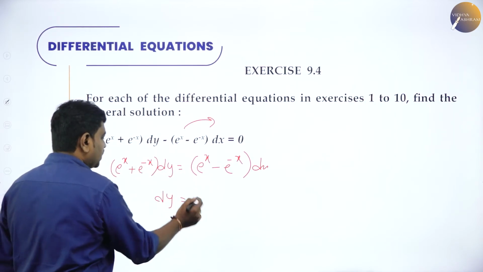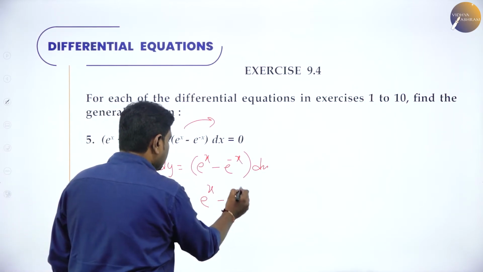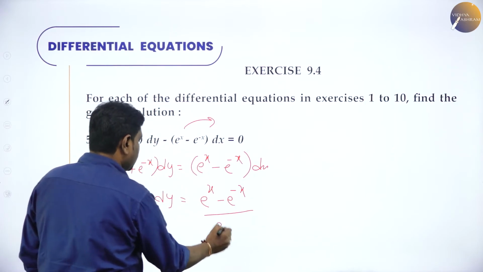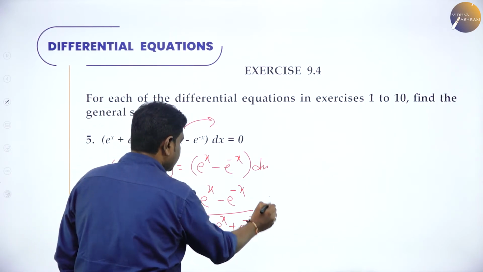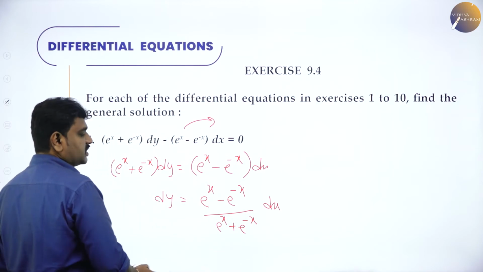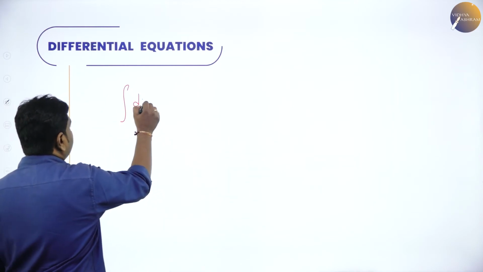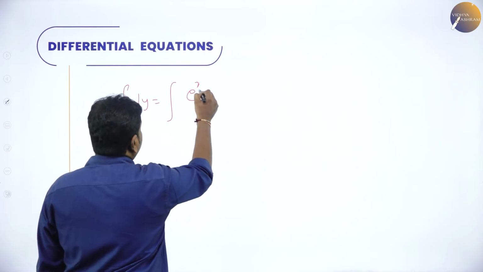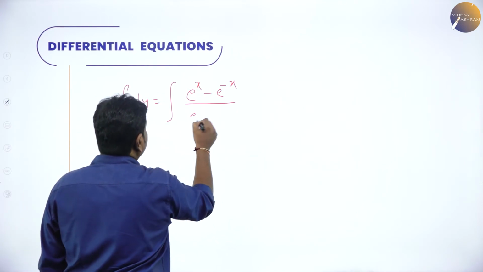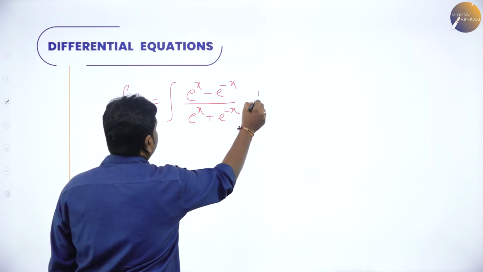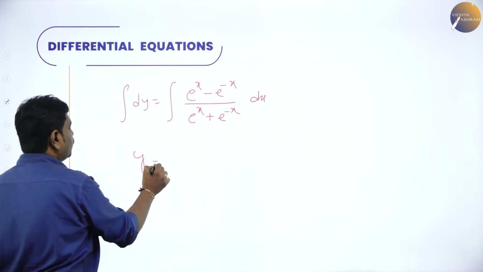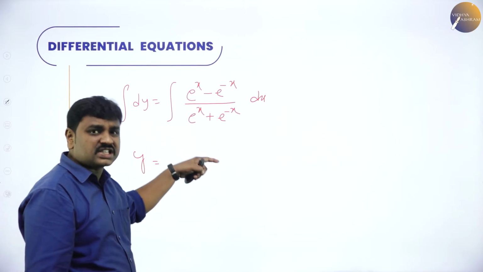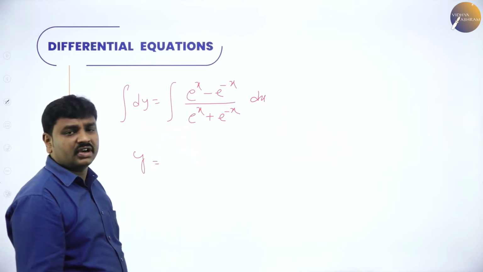This is a function of x, transfer it to the RHS: (e^x - e^-x) divided by (e^x + e^-x) dx. Now integrate both sides. So integration of dy is equal to integration of (e^x - e^-x) by (e^x + e^-x) dx. Now integration of dy is y. Now it is in the form of f dash x by f of x. What is the integration of f dash x by f of x?